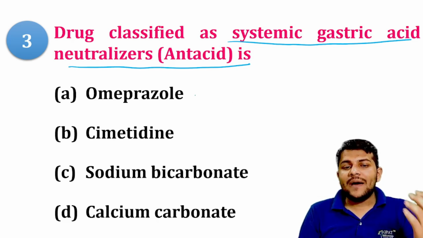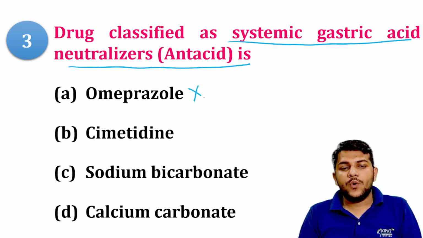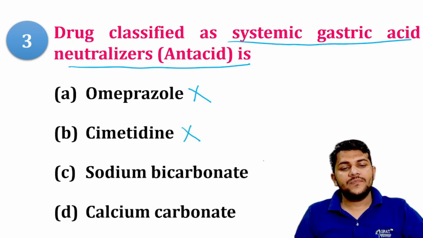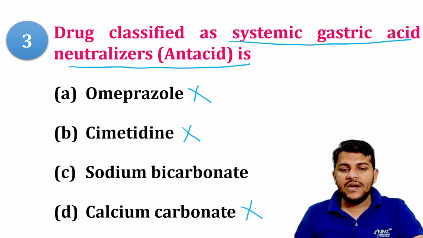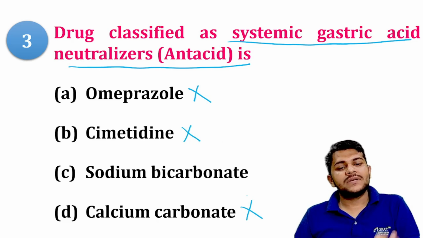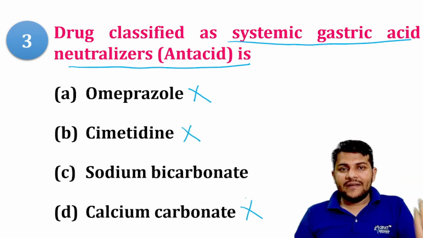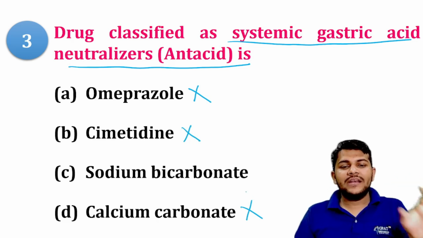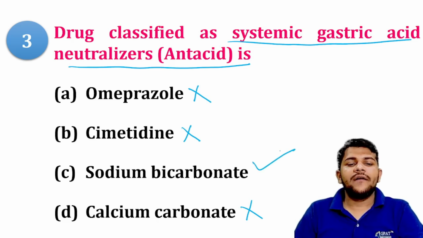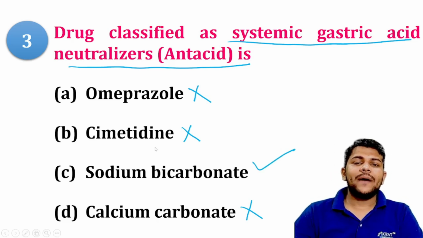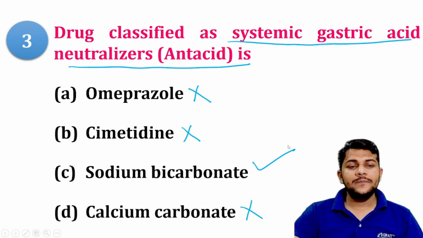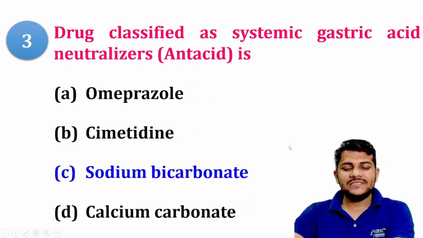Looking at the options here, omeprazole is a proton pump inhibitor, cimetidine is an antihistaminic drug. Next we have calcium carbonate, which has other functions, where sometimes it is used in drug formulation, and sometimes in dentrophysis. So the only option is sodium bicarbonate, that is soda bicarb, which is used as a systemic gastric acid neutralizer.